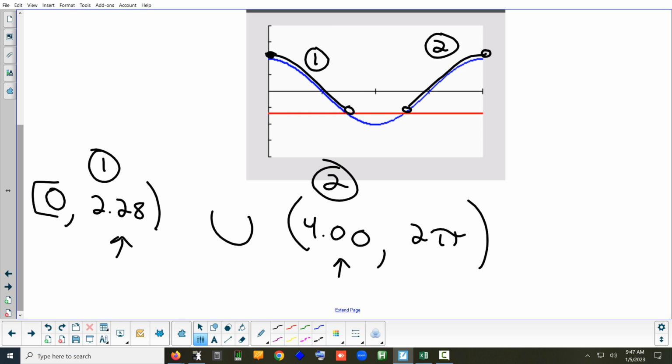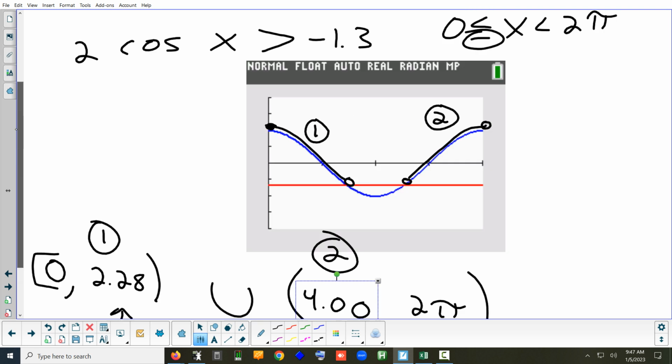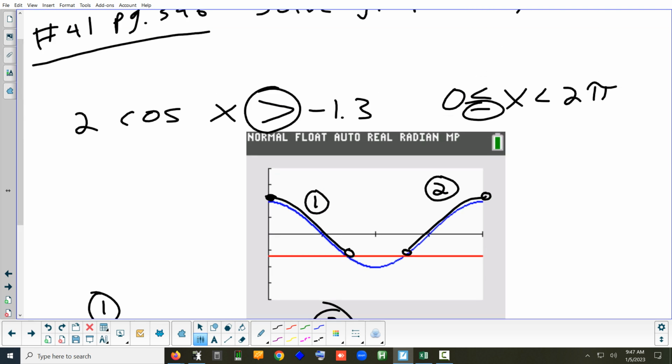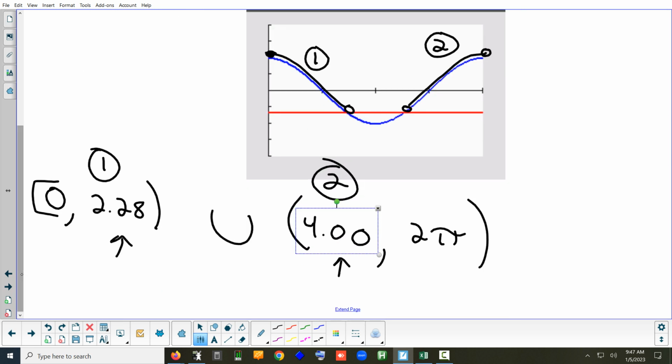From 2.28 to 4. Yeah, between 2.28 and 4, that's where you're below the red line. But in this case, they weren't asking where you were below. They were asking greater than, where you're above. That's it. Any questions on that? So you will need a little bit of graphing calculator tonight to do intersections. Other than that, everything else you won't need a calculator for.